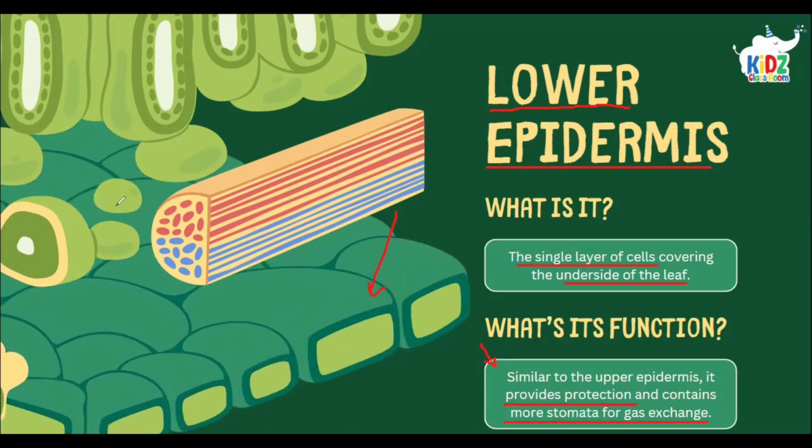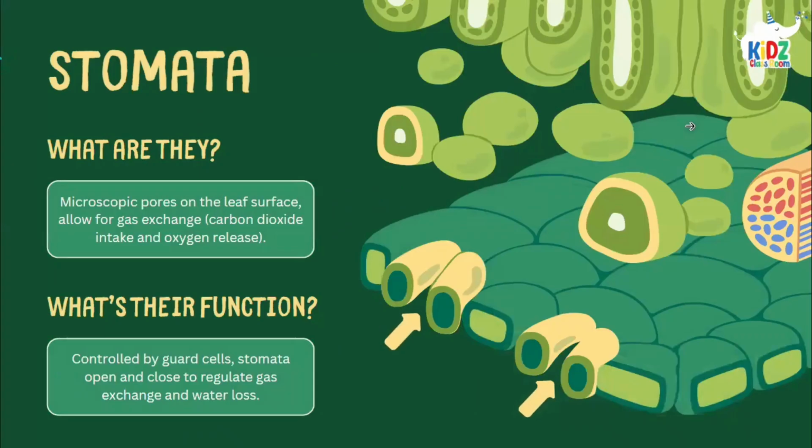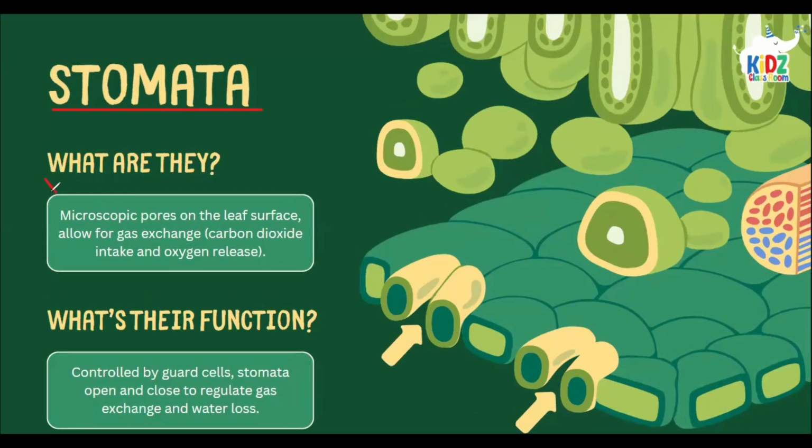So let's talk about another part of the leaf. Okay, so now we have stomata. And what are they? Well, stomata are small pores found mainly on the lower epidermis, and they allow gases to move in and out of the leaf. They are microscopic pores on the leaf surface, and they allow for gas exchange. What is gas exchange? Carbon dioxide intake and release of oxygen.